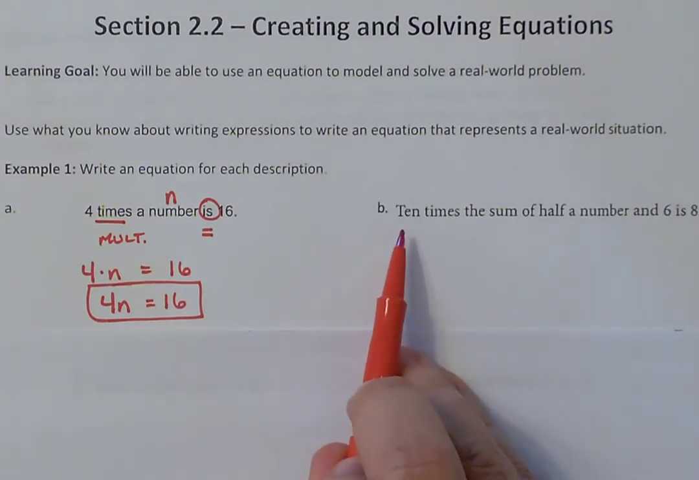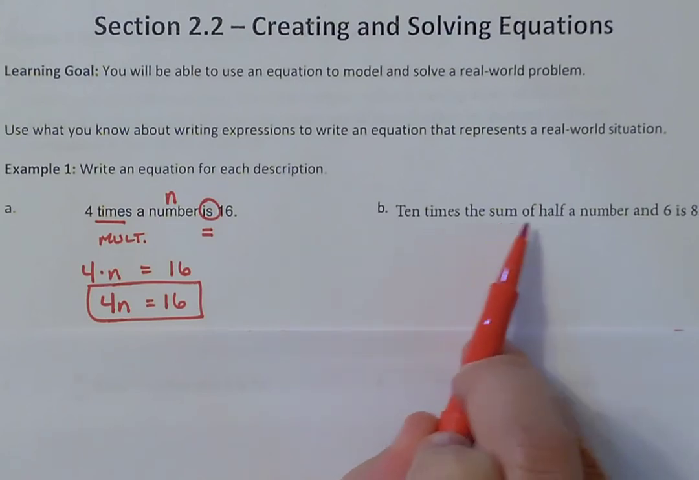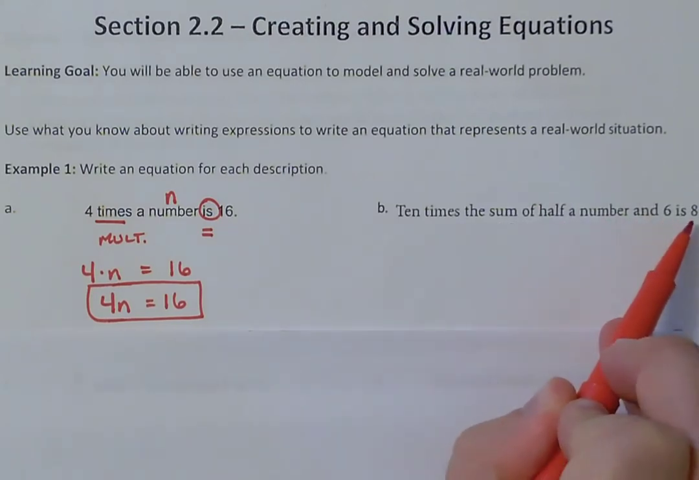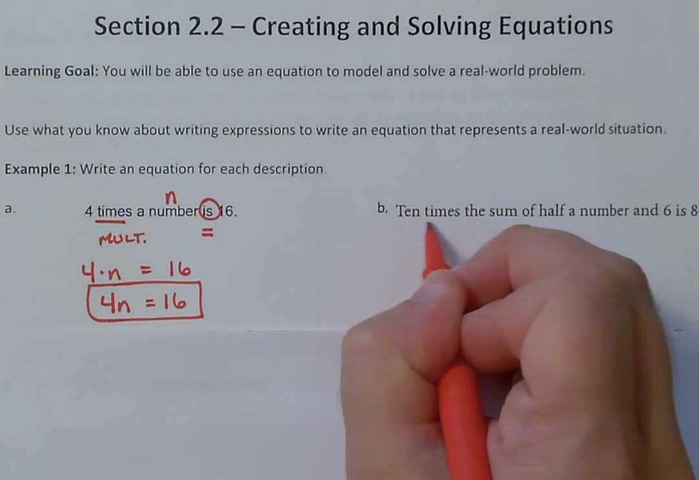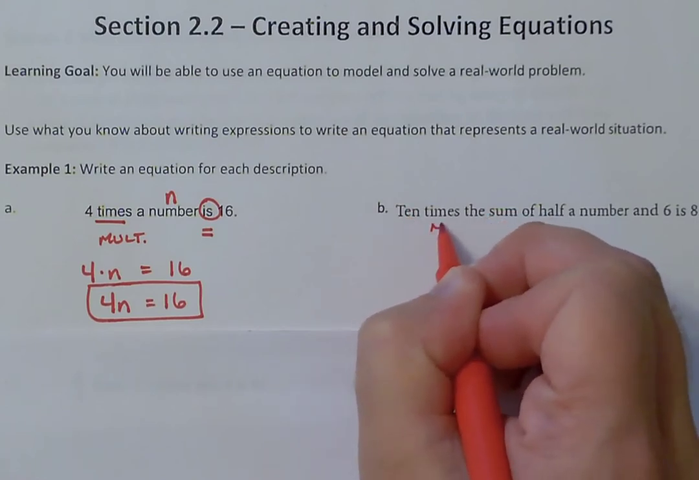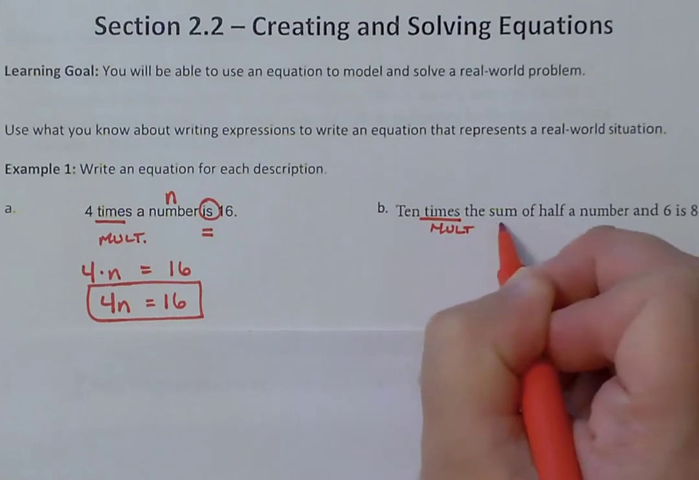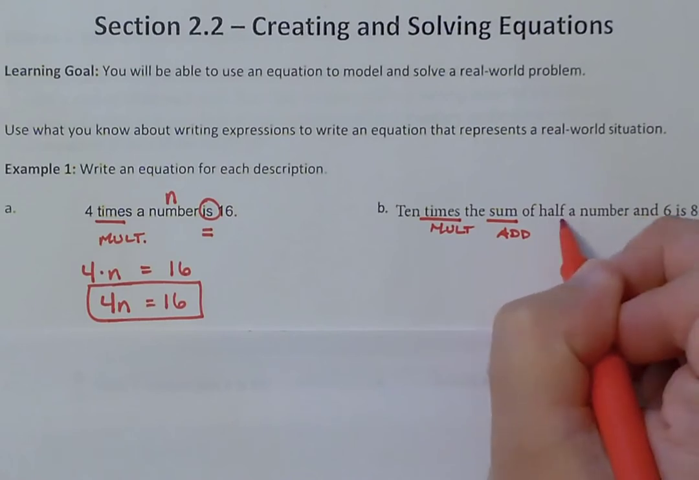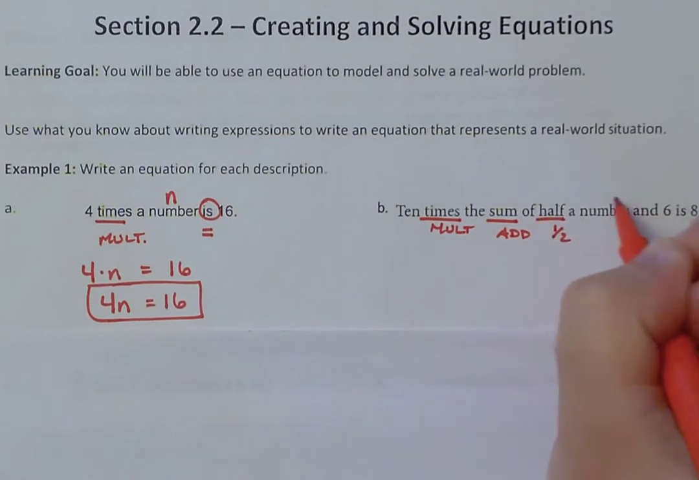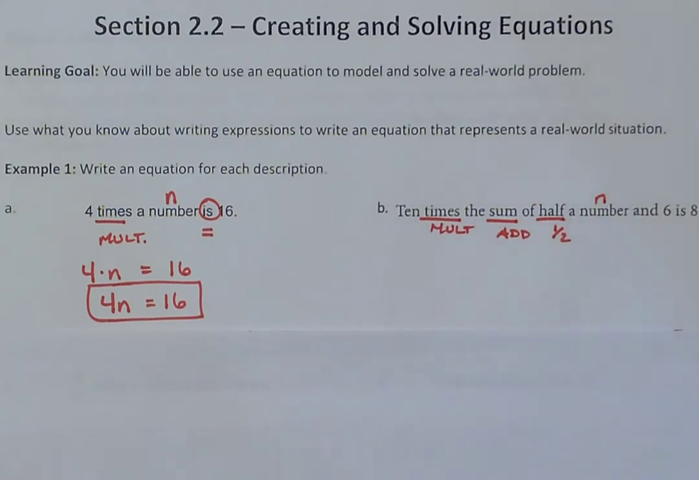So part B talks about 10 times the sum of half a number and 6 is 8. So let's break down 10 times. That's going to represent multiplication again here with times. When we talk about sum, that's adding. Half a number, but we're talking about half. And then we're going to represent a number as n. And then this and 6 is going to be key. Is means equal. So let's go through and set this up.